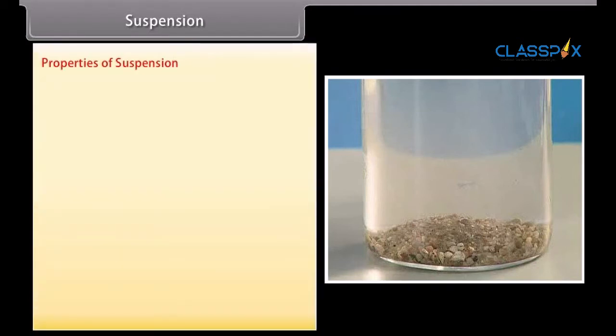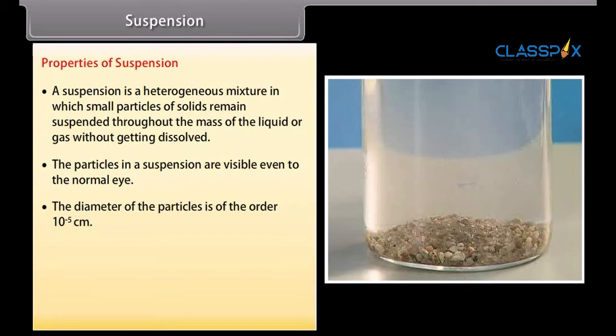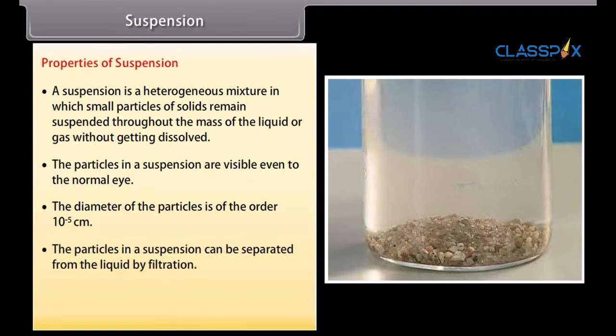Properties of suspension. A suspension is a heterogeneous mixture in which small particles of solids remain suspended throughout the mass of the liquid or gas without getting dissolved. The particles in a suspension are visible even to the normal eye. The diameter of the particles is of the order 10 raised to the power minus 5 centimeter. The particles in a suspension can be separated from the liquid by filtration. The particles of a suspension will settle down on standing.